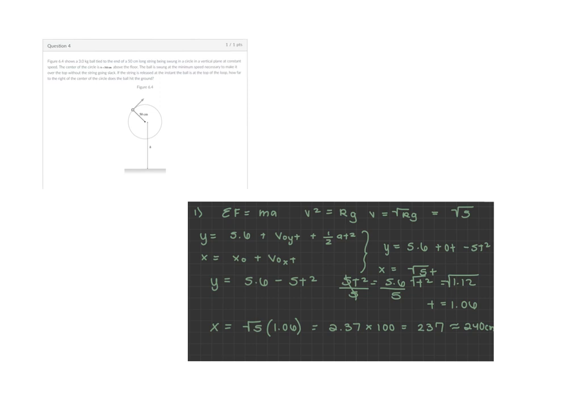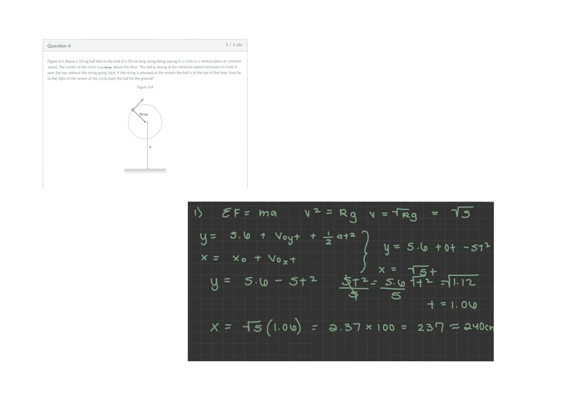So then x equals x0 plus v0x t. Since we already know that our v is square root of 5, we have square root of 5 times t, and our x0 again is 0. So we start plugging in numbers here. So we have 5.6 minus 5t squared. We solve for t, and t equals 1.06.